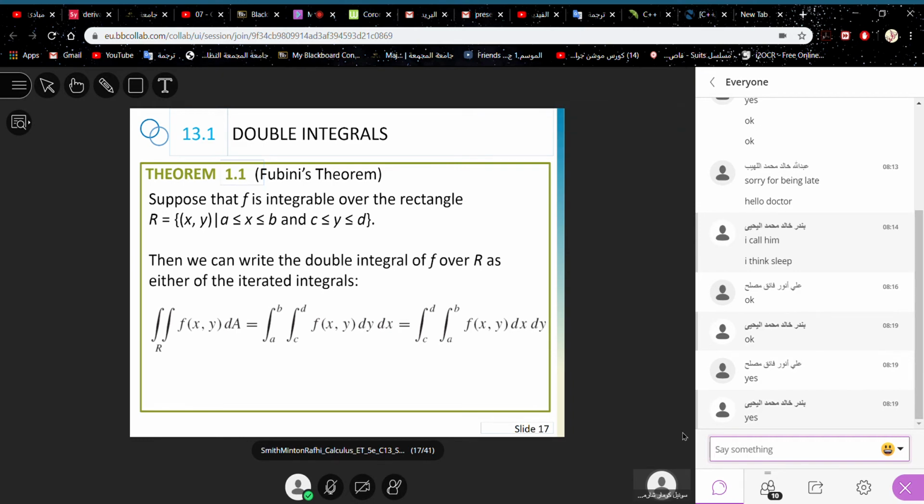In the double integration, note one thing: if the limits are constants, very important point, if the limits are constants, then the integral from a to b, integral from c to d of f(x,y) dx dy equals the integral from c to d, integral from a to b of f(x,y) dx dy. Note this point.